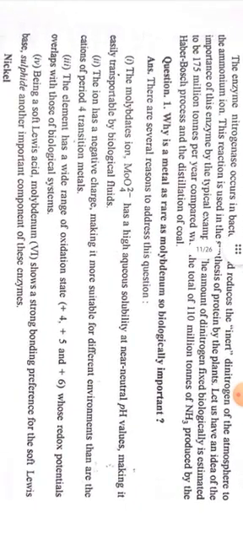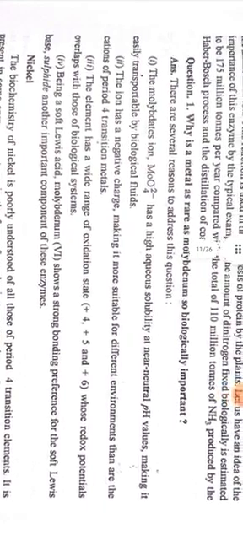The enzyme nitrogenase occurs in bacteria and reduces the inert dinitrogen of the atmosphere to ammonium ion. This reaction is used in the synthesis of protein by plants. Let us understand the importance of this enzyme by a typical example. The amount of dinitrogen fixed biologically is estimated to be 175 million tons per year, compared with the total of 110 million tons of NH3 produced by the Haber-Bosch process.